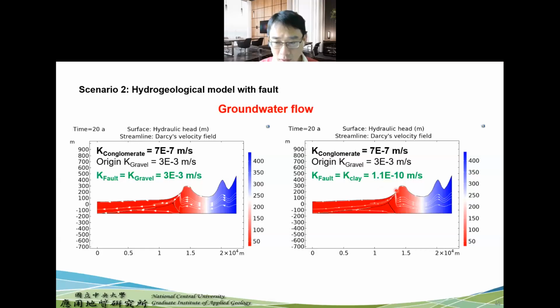Okay, so there is another system to let you see the differences. If your fault is a channel, like a conduit, it will induce the water to become recharge to this area. But if not, it will mainly recharge to the top area, the proximal fan area. Okay, so these are many differences.